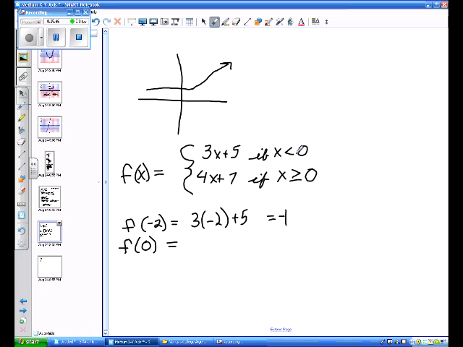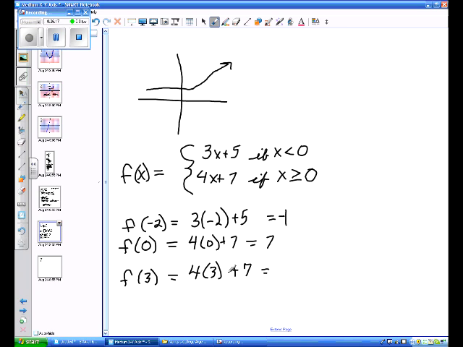Now, if we wanted to look at f of 0, for f of 0, one function ended and the other began, but this is the one that equals 0. So this is the equation we would have to use. We would substitute in 0 for x in 4x plus 7, and that would give us 7. And we know on our graph the y-intercept was 7. If we want f of 3, well, 3 is greater than or equal to 0, so again we would use this function.